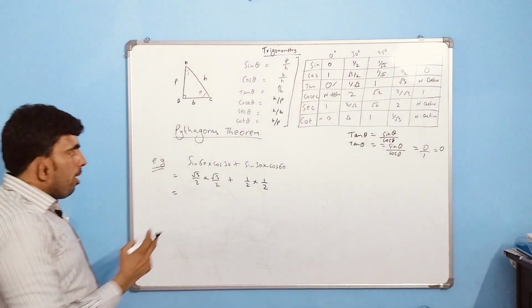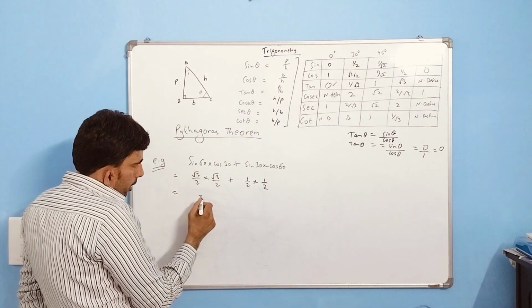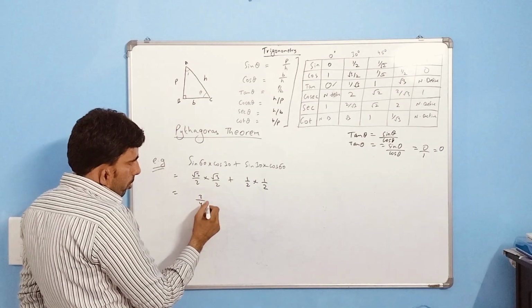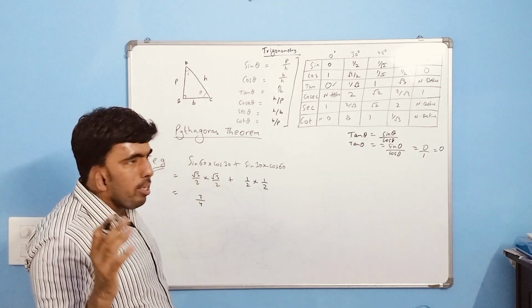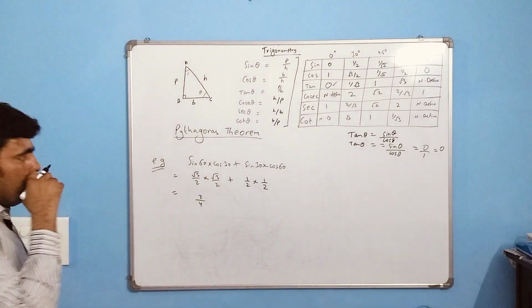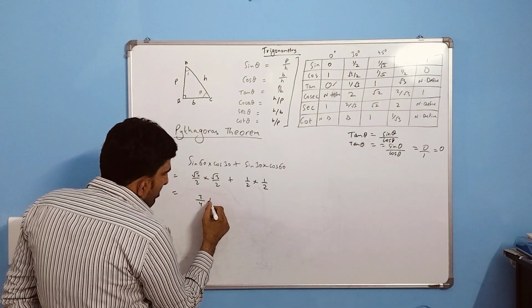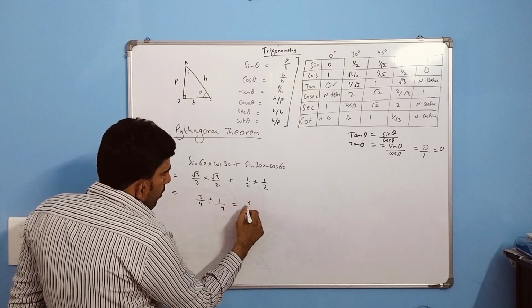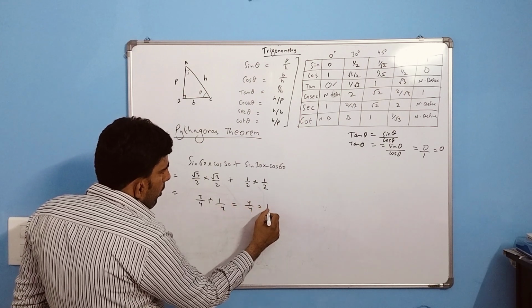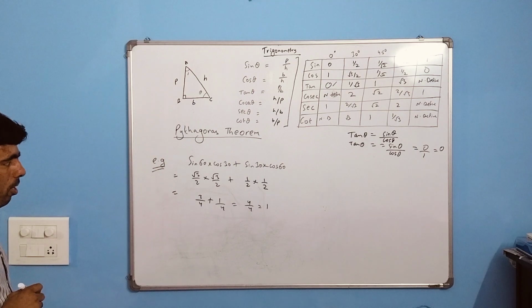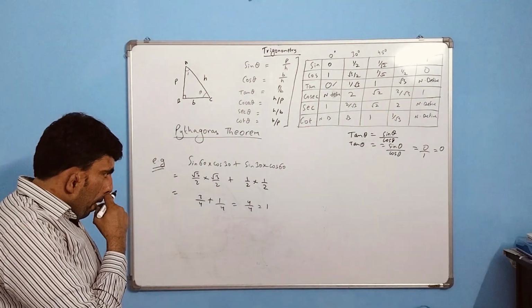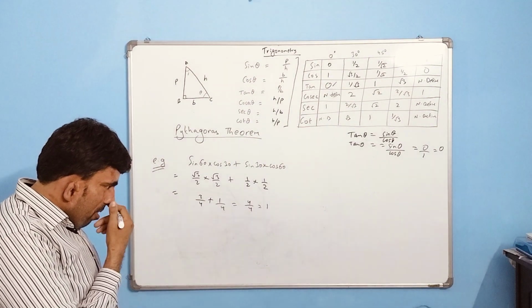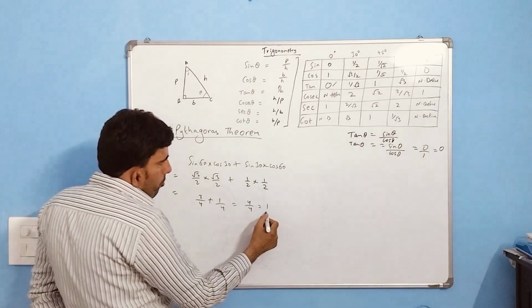So, what will you get now? How will you solve this? Root 3 into root 3 is 3, and 2 into 2 is 4. You have to multiply numerator by numerator and denominator by denominator. So, that is how they have done it. 1 into 1 upon 4. So, what you got? 3 plus 1 upon 4, that is 4 upon 4, which is 1. So, they have given it like this. We got the answer 1.